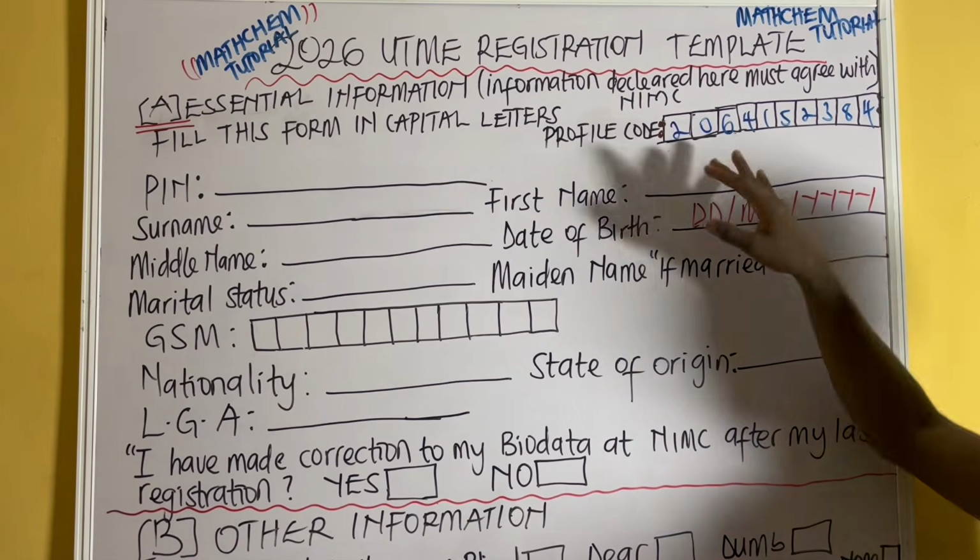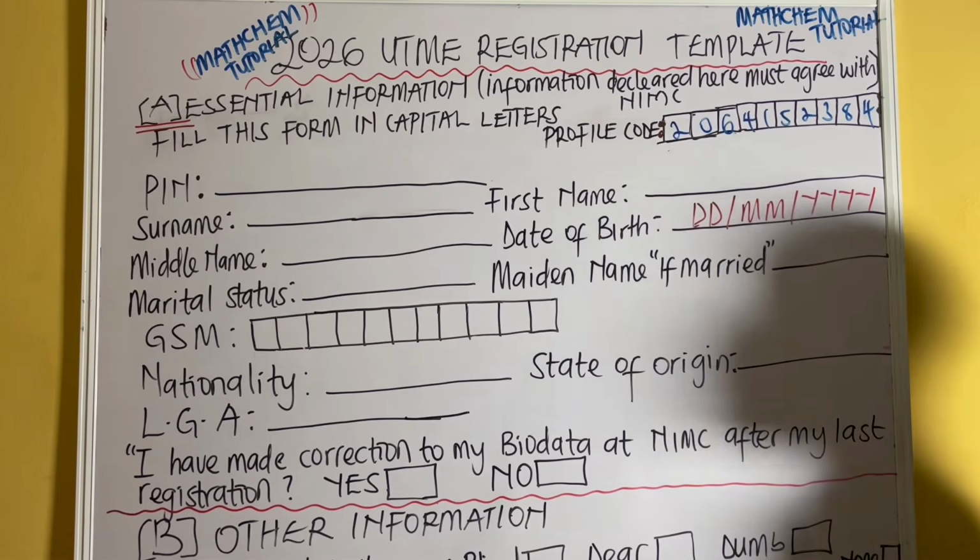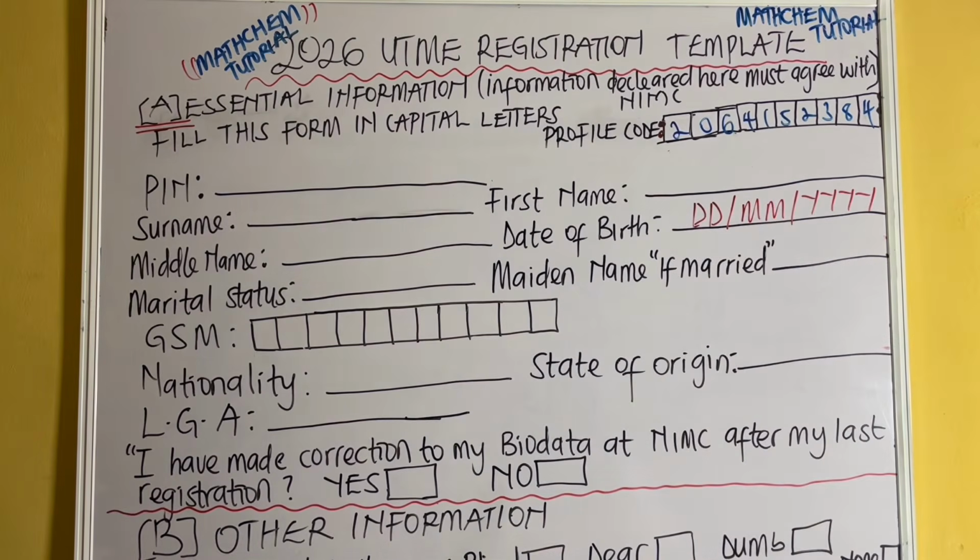Now, after you have filled your profile code here, the next thing is to fill your PIN. The PIN is a 16-digit number. Now, how will you get your PIN? Like I said, after getting your profile code, you will vend your PIN. This PIN can also be called ePIN. You will vend your ePIN. If you want to vend your ePIN, let me know in the comment section. I can assist you with that.